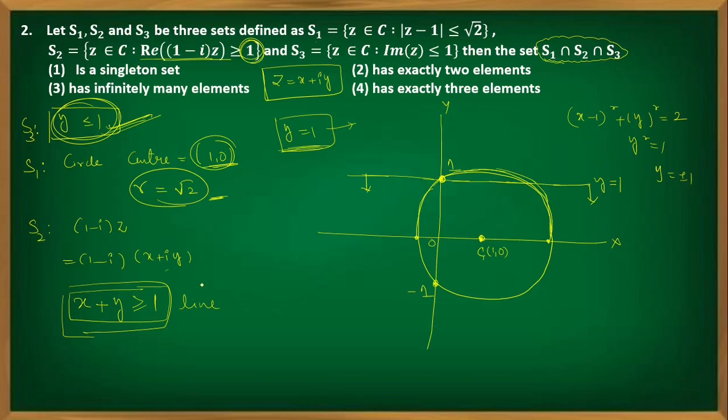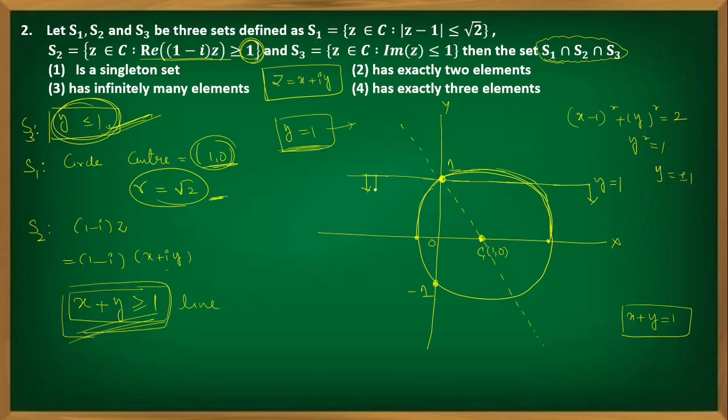Next, what is the third one? X plus y is greater than or equal to 1. So for x plus y greater than or equal to 1, first you have to draw the line x plus y is equal to 1. It passes through 1 comma 0 and 0 comma 1. So that line will go like this. This is x plus y equal to 1. Now the common region, where is the common region?